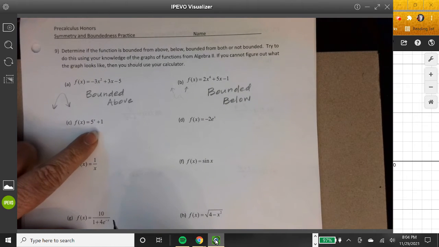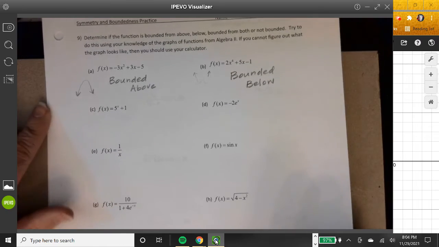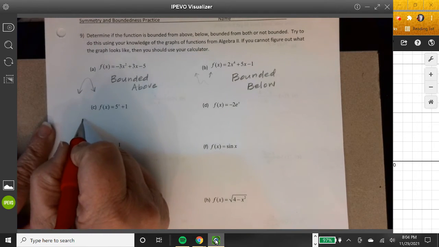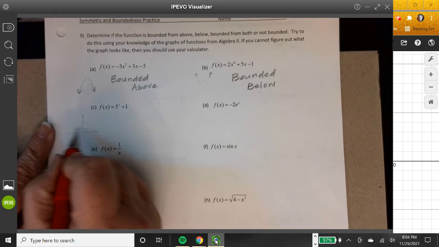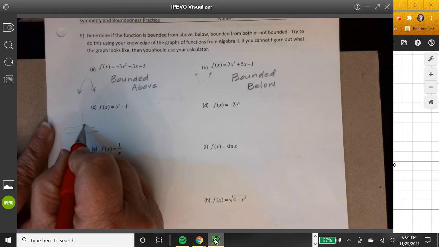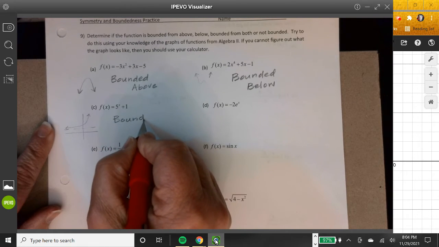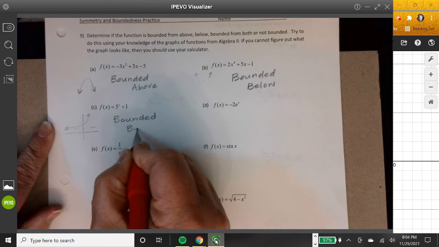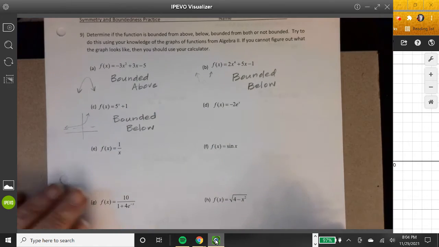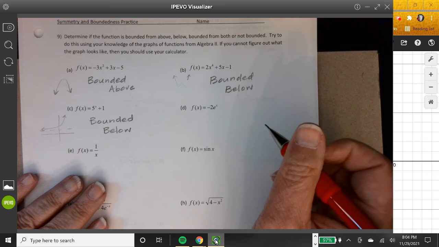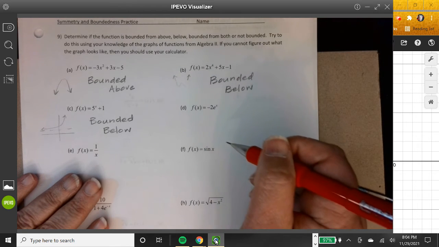All right, 5 to the x plus 1. Well, that's an exponential that's shifted up by 1. Exponential shifted up by 1. So that one's bounded below. Now, you can always pause the video and graph it to make sure, but I just figured I'd talk about the ones I know about.